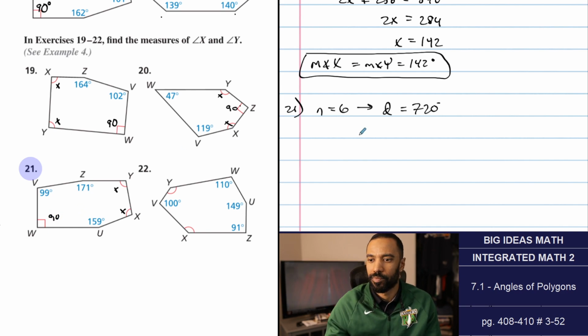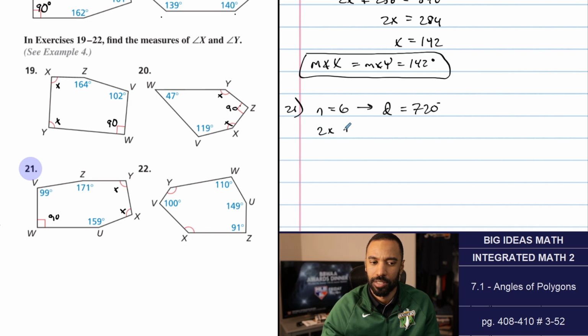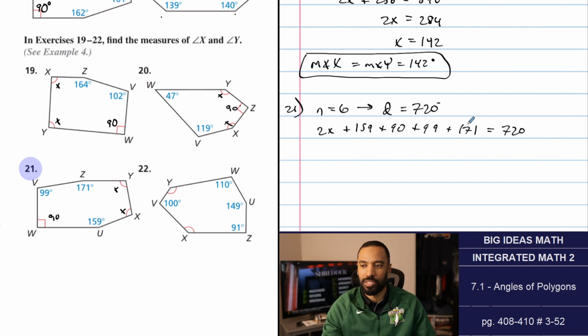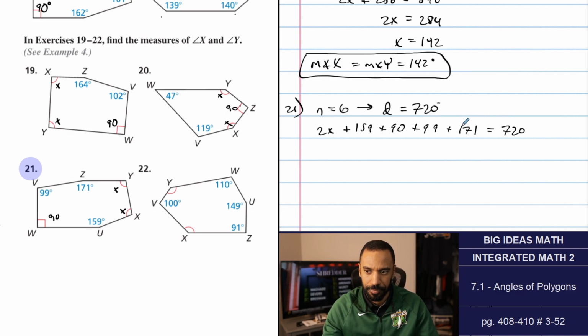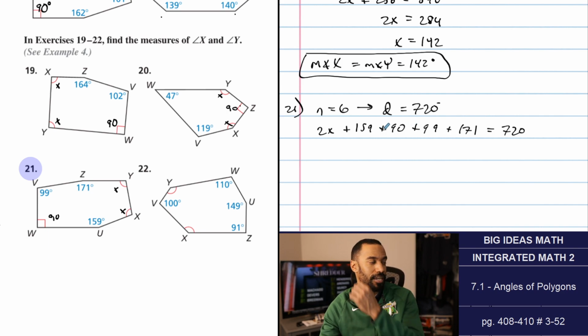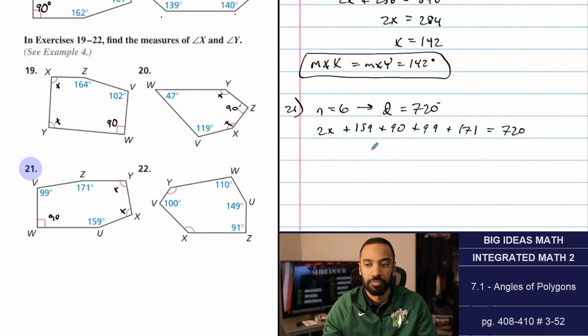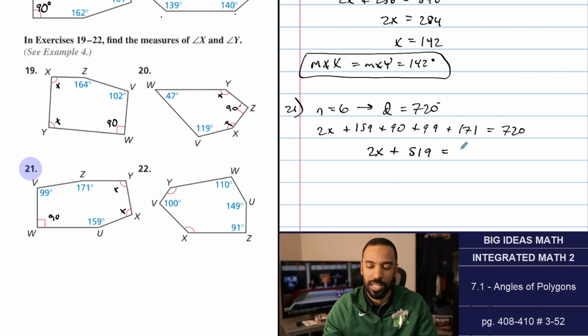Okay, here we go. Both x's plus 159 plus 90 plus 99 plus 171 equals 720. Sorry about the writing. 99 plus 171 is 270. Plus 90 is 360. Plus 159 is 519. This is going to be a decimal. Plus 519 equals 720.